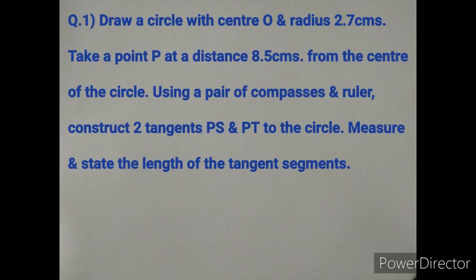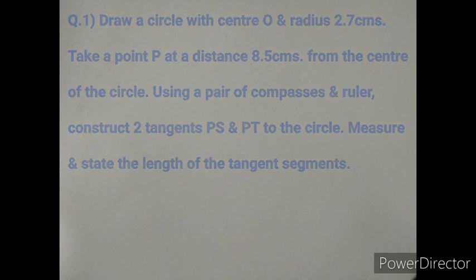Draw a circle with center O and radius 2.7 centimeters. Then take a point P at a distance of 8.5 centimeters from the center of the circle. Now using a pair of compasses and ruler, construct two tangents PS and PT to the circle and measure and state the length of the tangent segments. So we have to construct and measure and state the length of the two tangents.